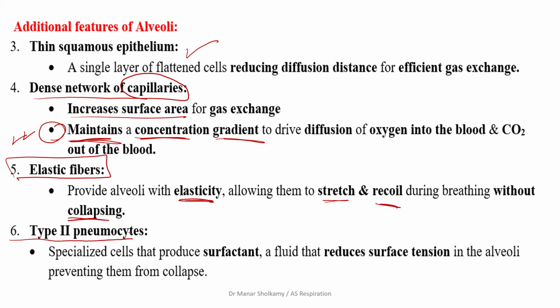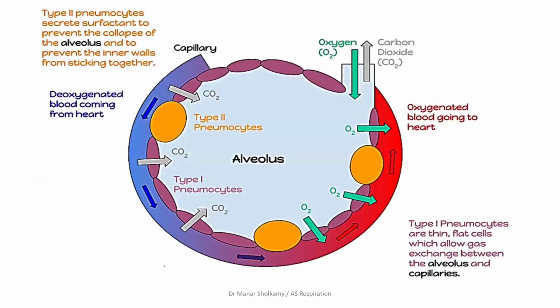And they have the type 2 pneumocytes that produce what? Surfactant. And now I think we know their function. Reduce surface tension, reduce cohesion, prevent them from collapsing, prevent them from sticking. So the alveoli are very adapted for gas exchange.